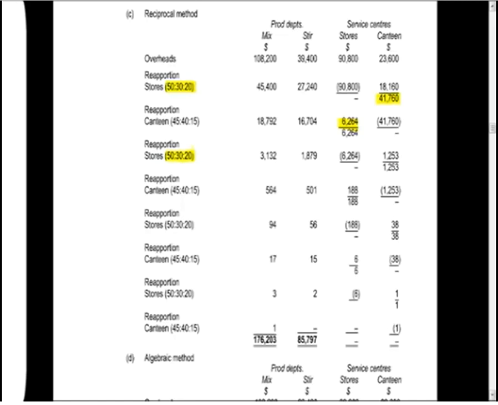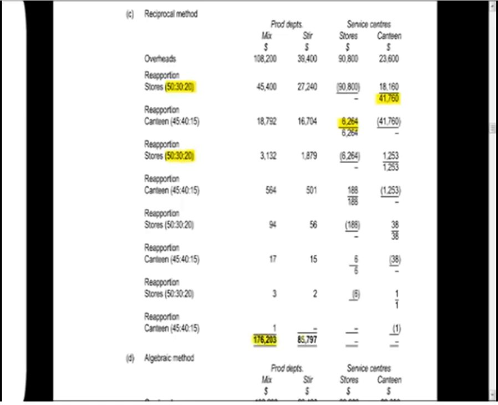And what you'll notice is that each time you do this, the numbers that get left in your service centres are smaller and smaller. The idea is that you keep going until you end up with no overheads left in the stores department and no overheads left in the canteen. Don't worry about working to the nearest cent or anything like that. This is just an approximation, so you can always round up in favour of the production departments.